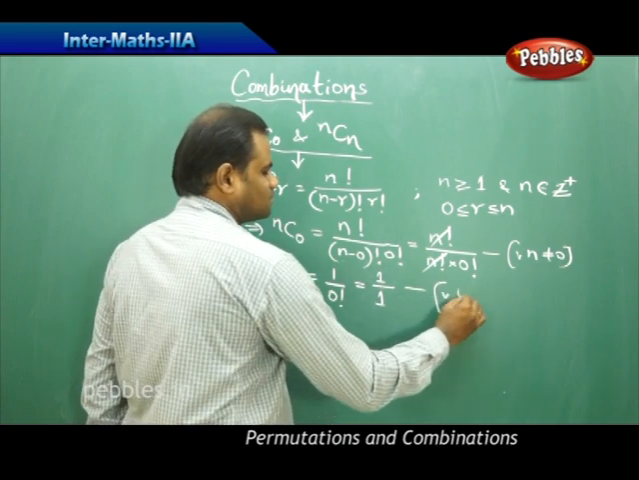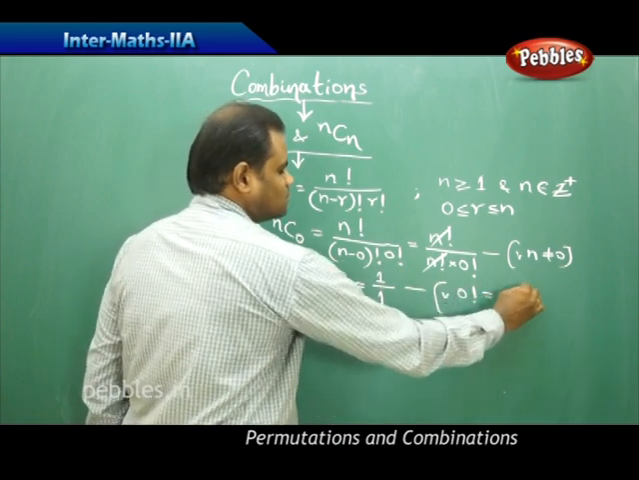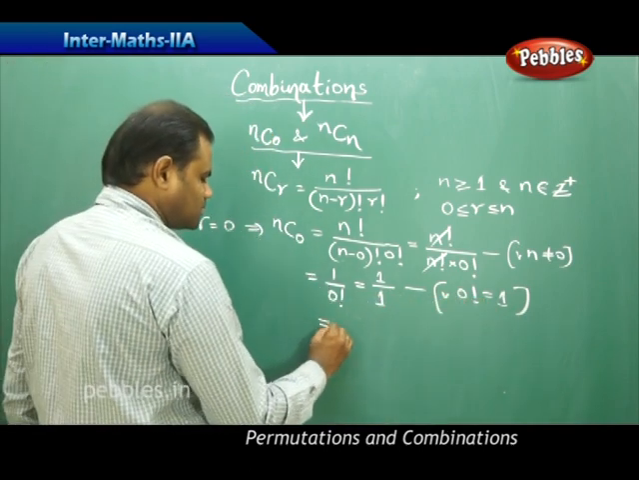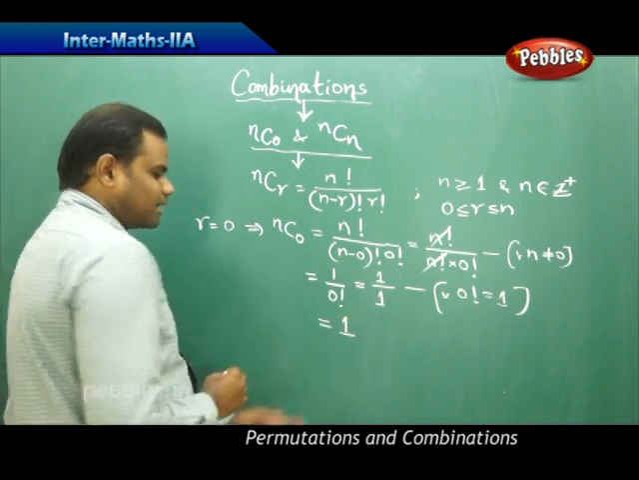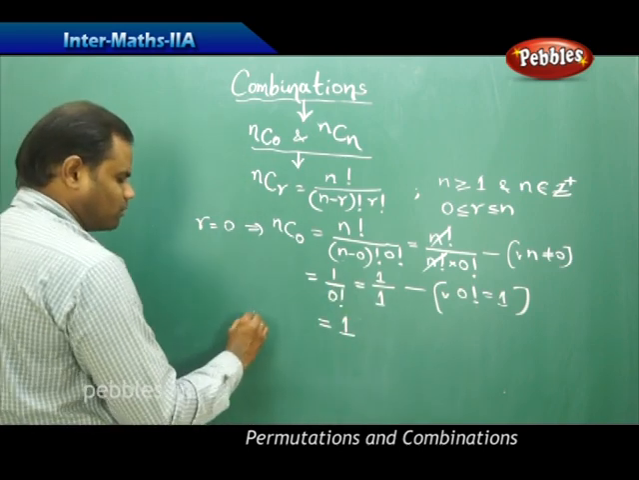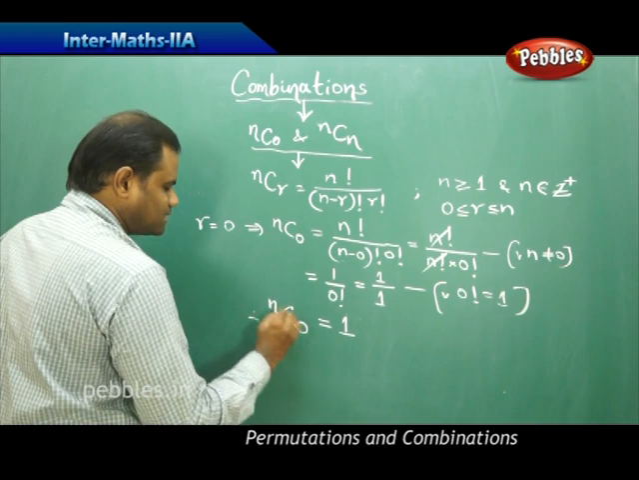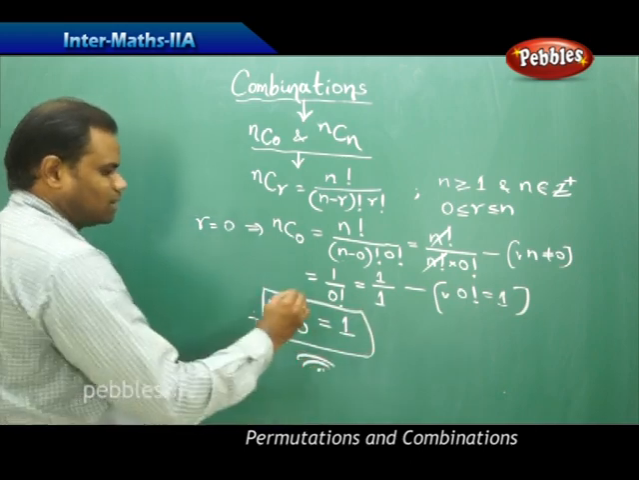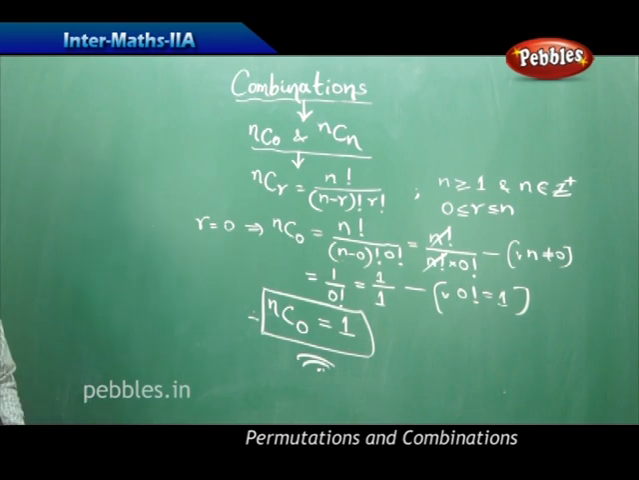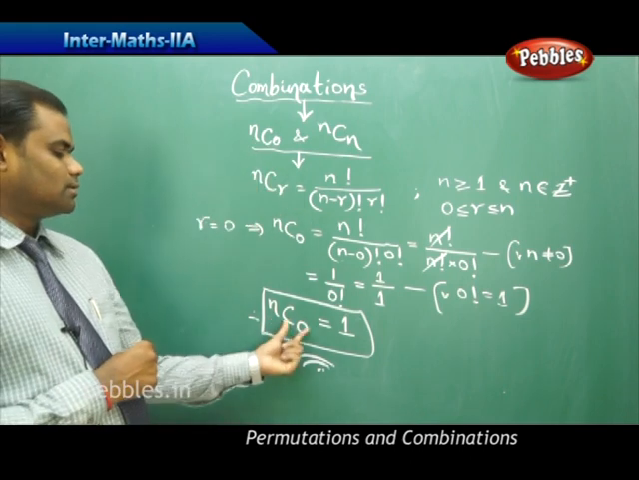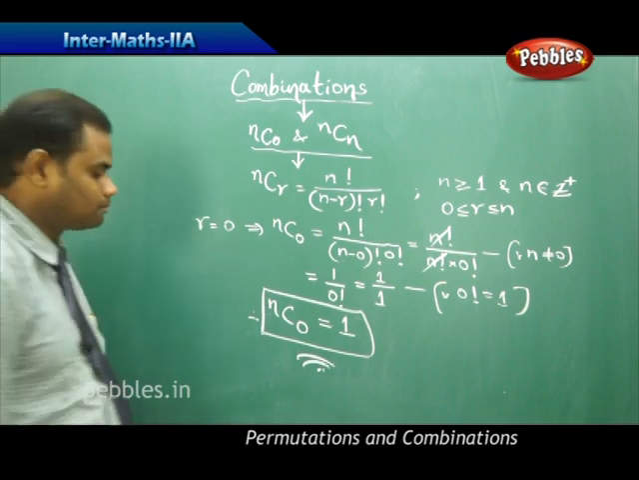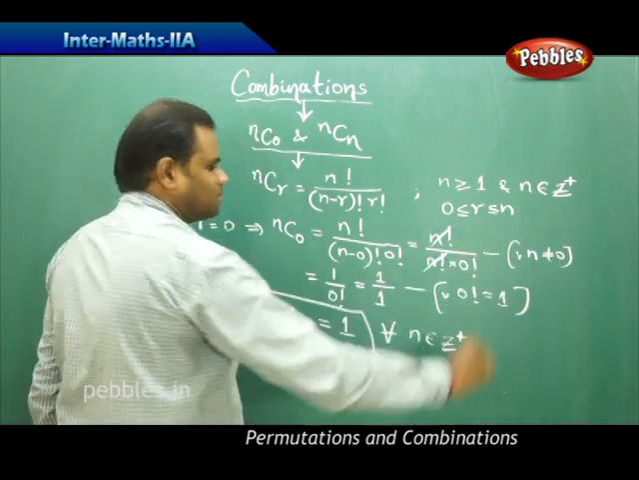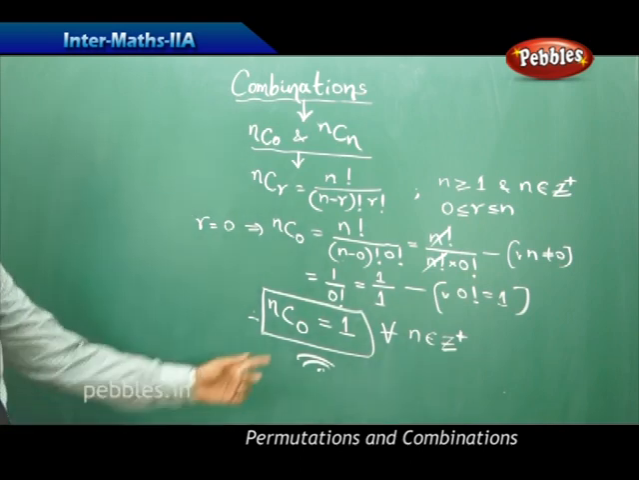Since this is 1, I reduce this to 1. Now this implies I get 1 by 1, which is 1. Therefore, I derive that NC naught is always equal to 1. That's how I understand the first case of NC naught, which is 1 for all n belonging to Z plus. Is how I understand this.